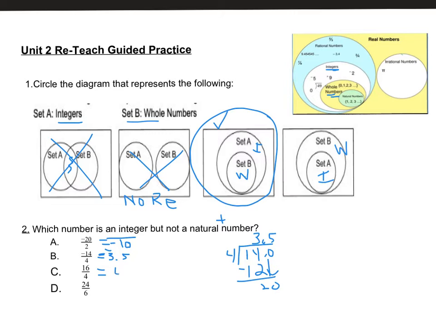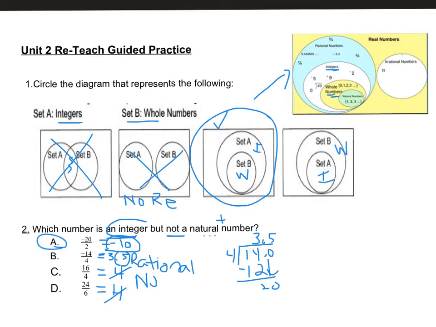16 divided by 4, well, I know that's 4. 4 times 4 is 16, and 24 divided by 6 is also 4. So these are my answers that I need to compare. I need to know which number is an integer, but it cannot be natural. Well, these are natural numbers. It says not natural, so no, okay? Well, negative 3.5, if I look at my diagram up here, I know because of that decimal, that is a rational number. So they're not asking me about rational numbers. So my best answer has to be A, negative 20 divided by 2. This is an integer, but it's not natural because it's a negative number.